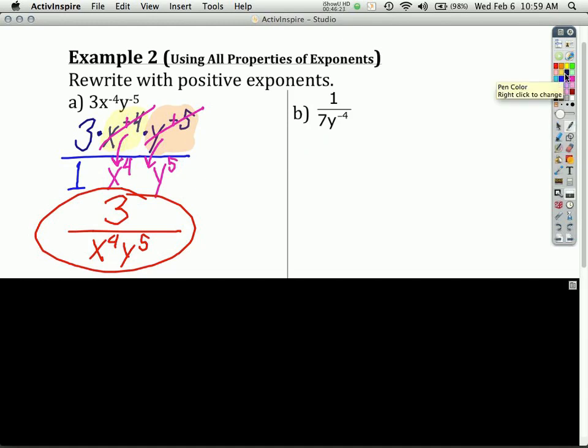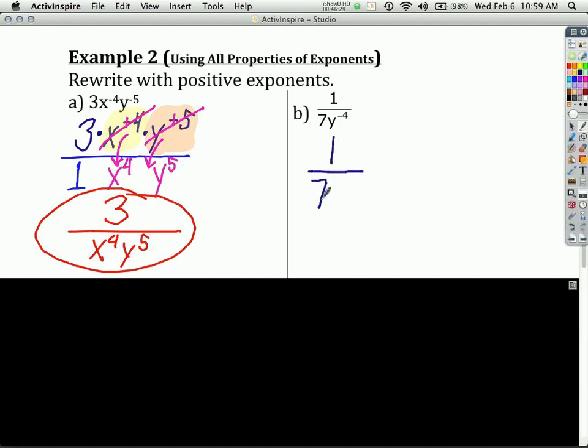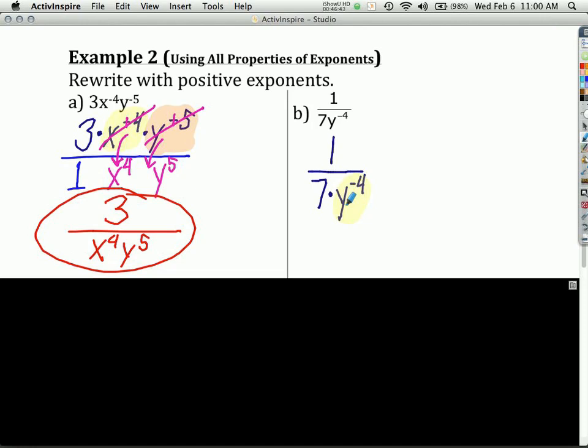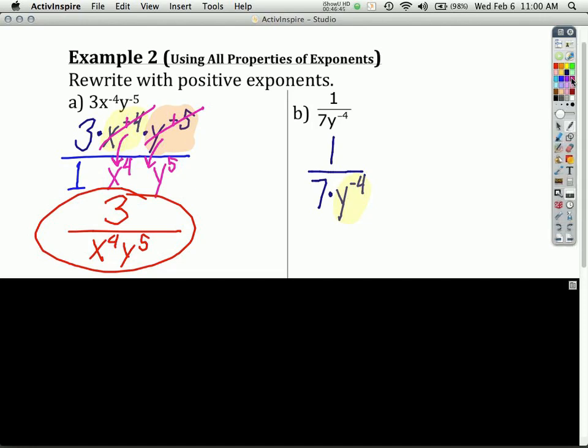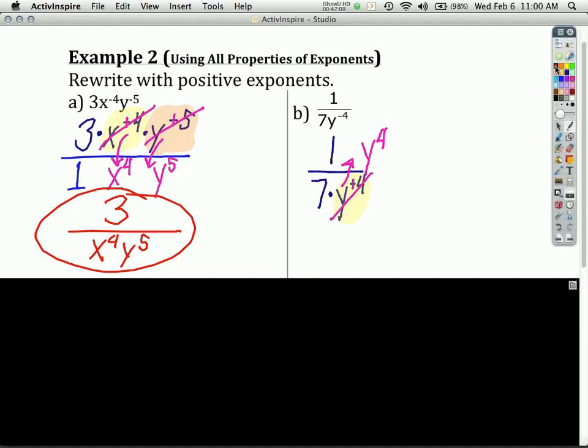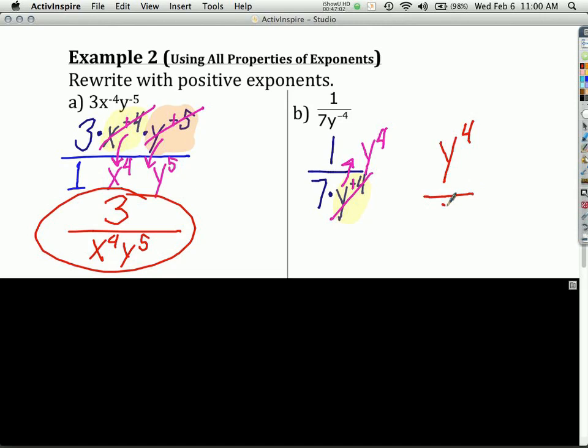All right, part B. Again, when you write it down, you should be writing 1 over 7 times y to the -4th. This time, we have a negative exponent on the bottom. It's got to move. So you move it to the other side of the fraction. It's on the bottom. We need to move it to the top and make the exponent positive. So it's going to disappear from the bottom, and it will show up on the top as y to the 4th. And that's all you can do. So we end up with y to the 4th over 7.